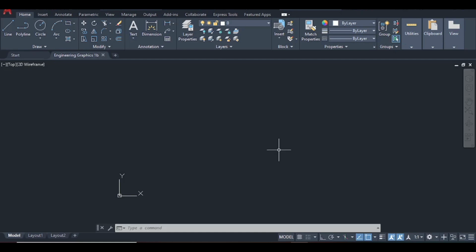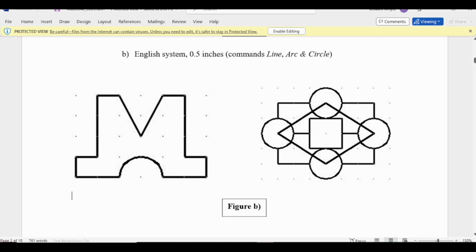We'll be doing exercise 1B in the engineering graphics course. Part B wants us to use the English system, which is 0.5 inches per grid dot. From dot to dot measure 0.5 inches, and we should only use the commands line, arc, and circle to complete both of these drawings. I'll be starting with the drawing on the left.